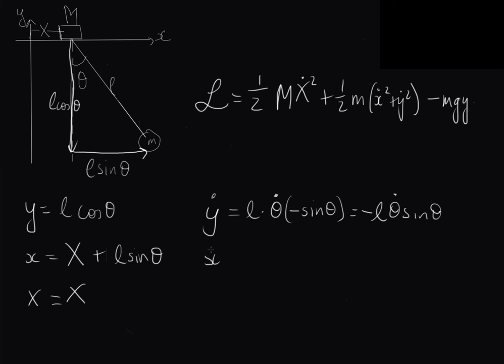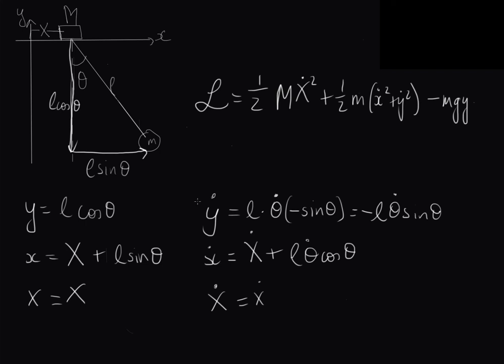Now let's have a look at x. So let's differentiate big X with respect to time. That's easy, that just becomes big X dot. And then we do the same thing up here, we apply the same rules. Sine, when we differentiate it, goes to cos. So we end up with big X dot plus L theta dot cos theta. And little x dot, of course, simply equals big X dot.